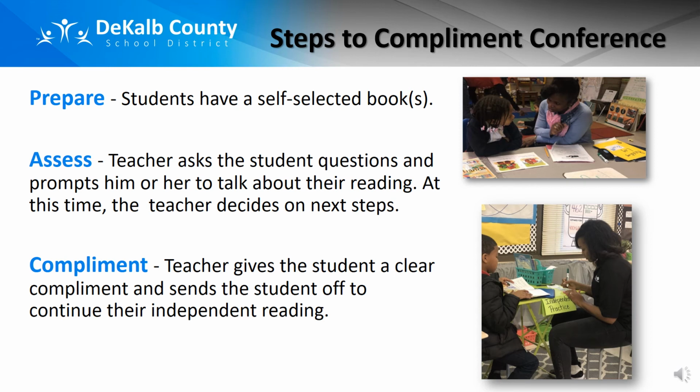One of the simplest ways to begin conferring with students is to use the complement conference. The complement conference includes a few steps. Step 1, prepare. All students must have a self-selected book. Step 2, assess. The teacher asks the student questions and prompts him or her to talk about their reading. At this time, the teacher decides on next steps. And step 3, the complement. The teacher gives the student a clear complement and sends the student off to continue their independent reading.